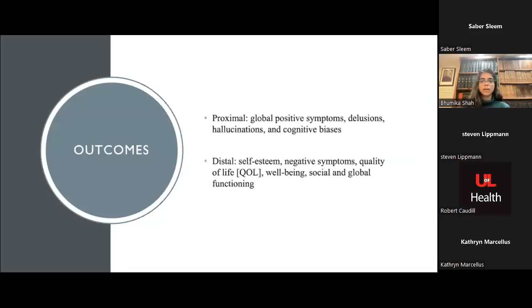The outcomes were organized in a proximal-distal framework. The proximal outcomes include those directly targeted by the training. These are global positive symptoms, delusions, hallucinations, and cognitive biases, whereas the distal outcomes are those not directly targeted by the training, but may be either directly or indirectly associated with improvement of the proximal outcomes. These include self-esteem, negative symptoms, quality of life, well-being, social and global functioning.